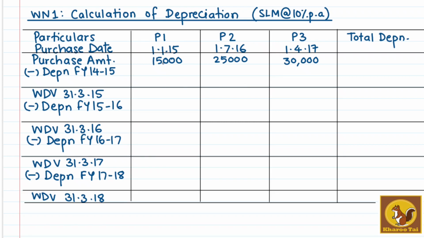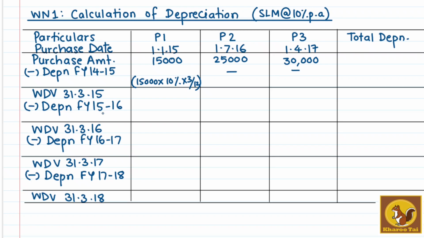Just remember we have to do the working in the year of purchase only, right? The first machine was purchased on 1st January 2015. So the asset was in the business for January, February, March, 3 months only. So the working will be 15,000 into 10% into 3 divided by 12. The second and third machines were not there in business in the first year.